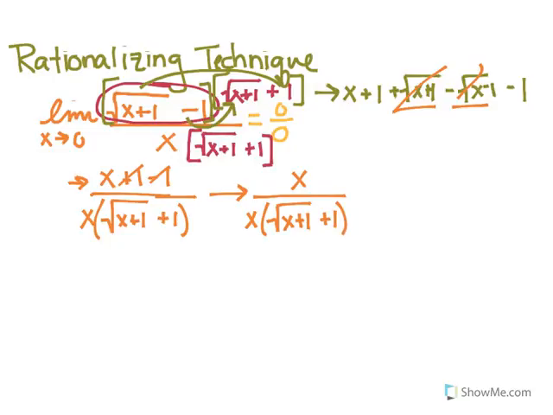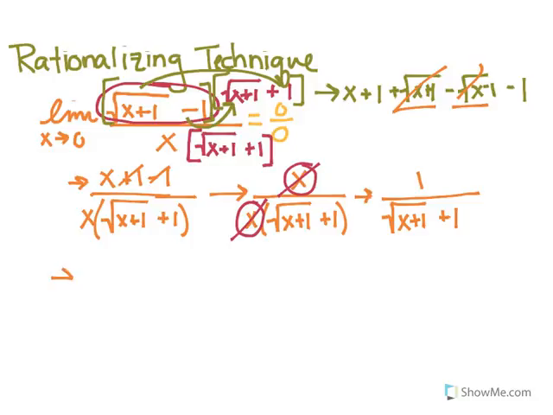And now what's going to happen is that the lone x's here are also going to cancel. So they're gone. And now all I have left is a 1 up in the numerator to make sure that it stays a fraction. And then I just have this root x plus 1 in the denominator.